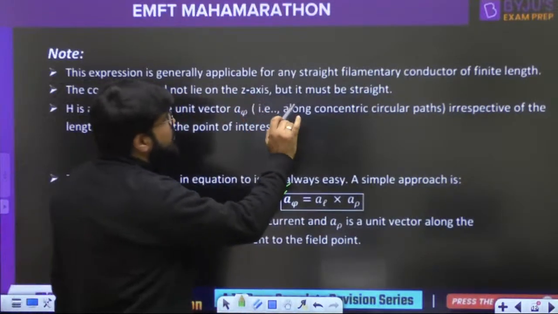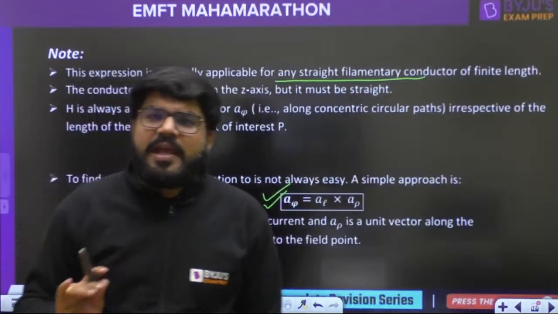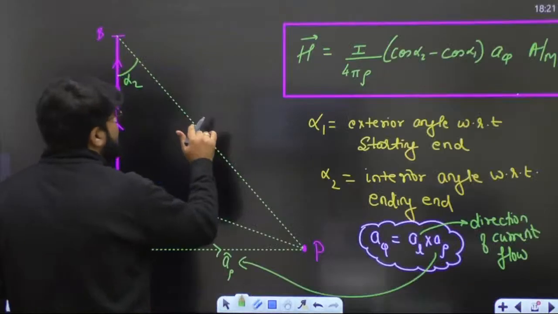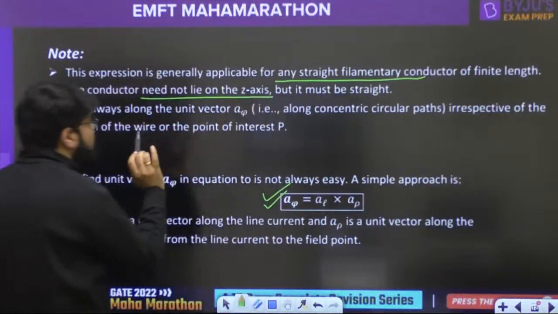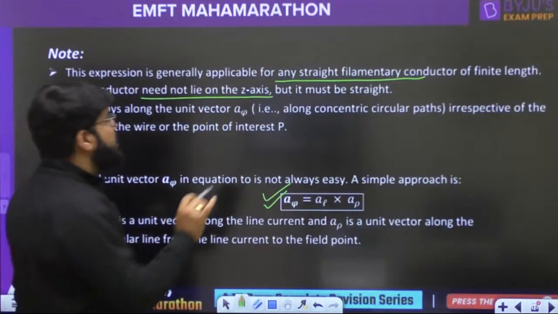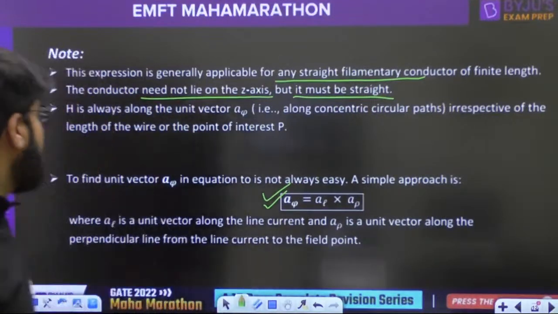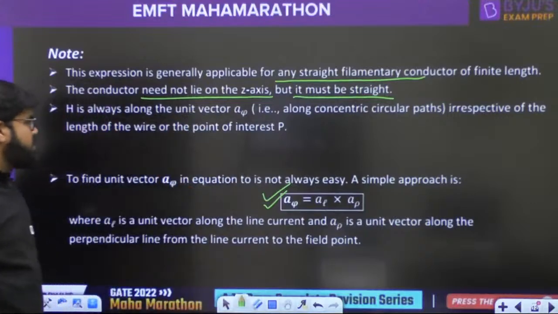The expression is generally applicable for any straight filamentary conductor of finite length. Okay, it must be straight. It is not necessary that it should lie on the z-axis. For reference, we took the z-axis, but it is not always lying on the z-axis. It need not be on the z-axis, but it must be straight. That is the only condition, it must be straight. Okay. Magnetic field is always along the concentric circular paths.